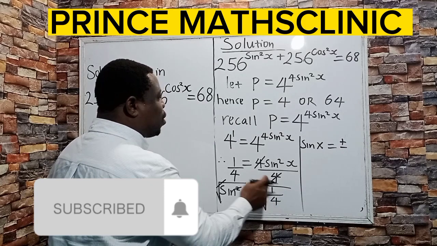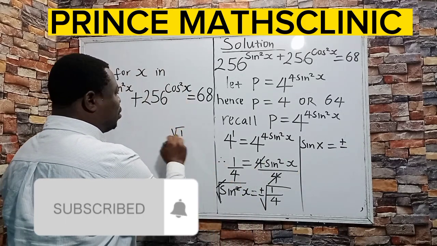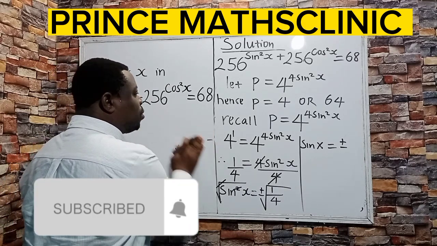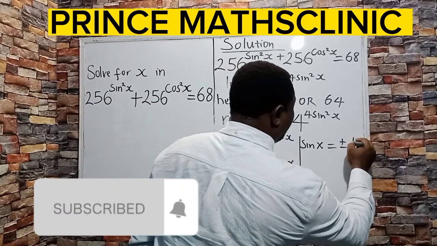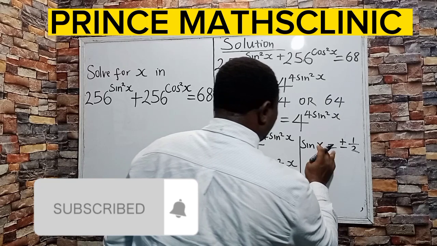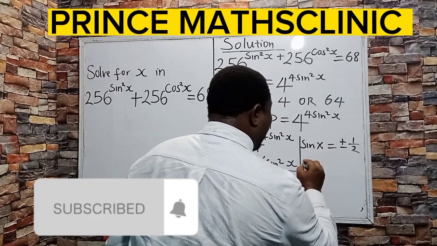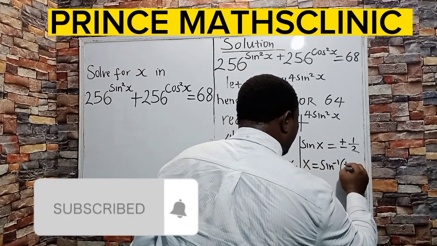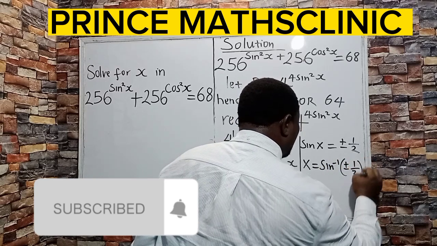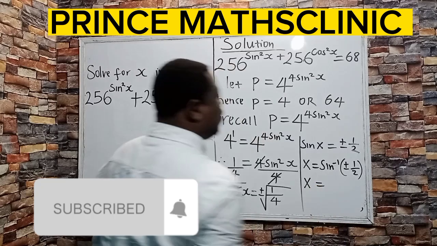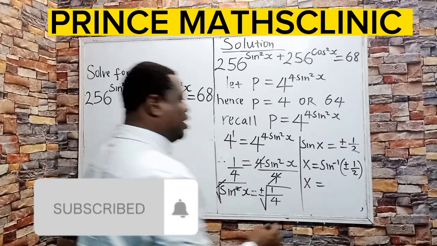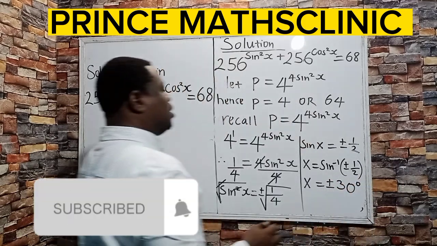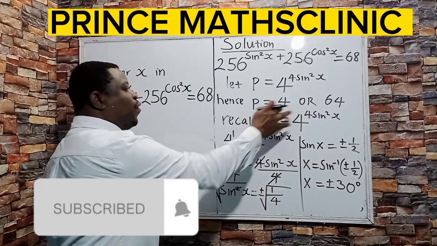the square root of 1 over 4, because this can be written as root 1 over root 4. And root 1 is 1 and root 4 is 2, right? So that becomes 1 over 2, plus or minus 1 over 2. So, since sine x is plus or minus 1 over 2, x is either arc sine plus or minus 1 over 2. And the only value that will give us arc sine of 0.5 is 30. So this is either plus or minus 30 degrees for x when we put p to be 4.